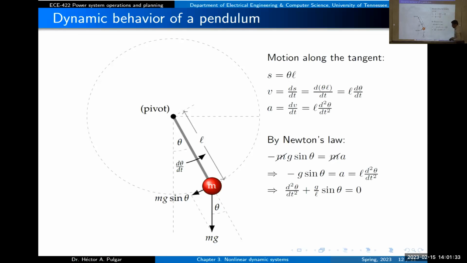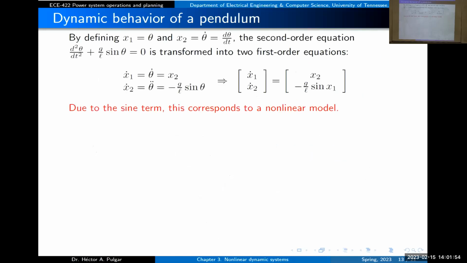So this is the equation. Now, how can we connect this with what we obtained before? We're going to define state variables. Because this is a second order equation, we need to have 2 state variables. So the first state variable is going to be theta, the position, and the second state variable is going to be the first derivative of theta.